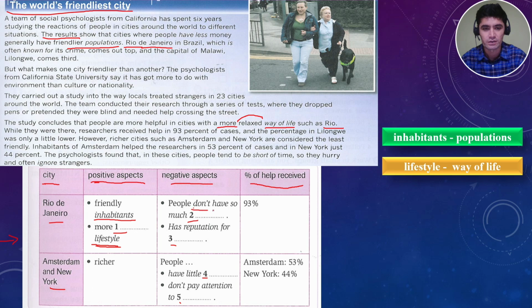People don't have so much. So this is question number 2. This is still about people in Rio. People don't have so much something. All right, let's try to find the synonym of this word. So Rio de Janeiro in Brazil, which is known for its crime count on top. They carried out a study. The study concluded people are more helpful in cities with a more relaxed way of life, such as Rio.